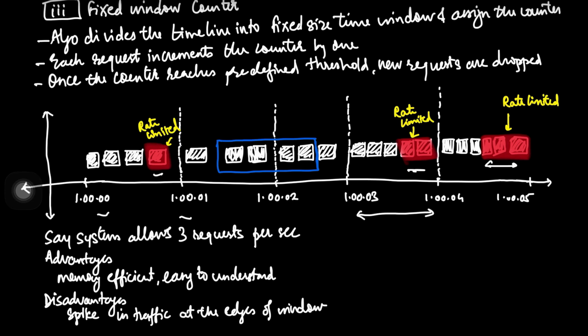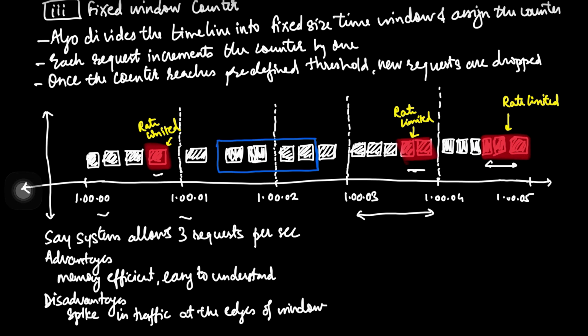Now, if we talk about the advantages, it is memory efficient, I would say, and it is easy to understand. We are just storing an integer for each time block, and that's it with respect to the memory.